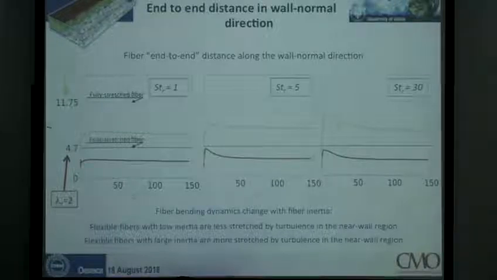So it's 11.75 wall units in length, which I think is about maybe 7 times the Kolmogorov length scale, and this is 2 to 3 times the Kolmogorov length scale. And as you can see, that's the length when the fiber is fully stretched. This is the actual length that we consider.